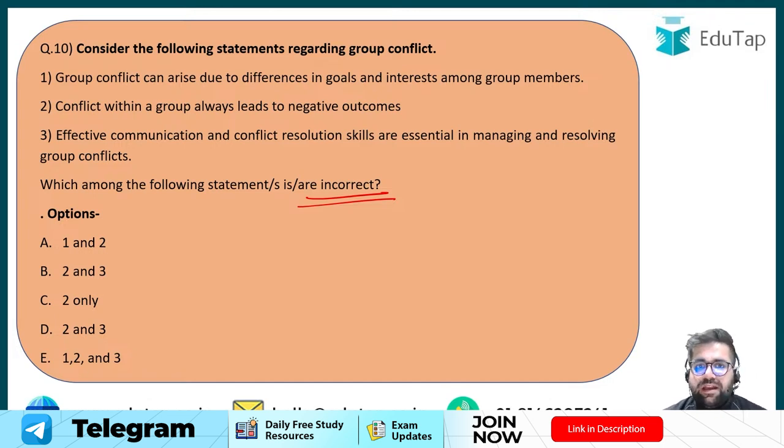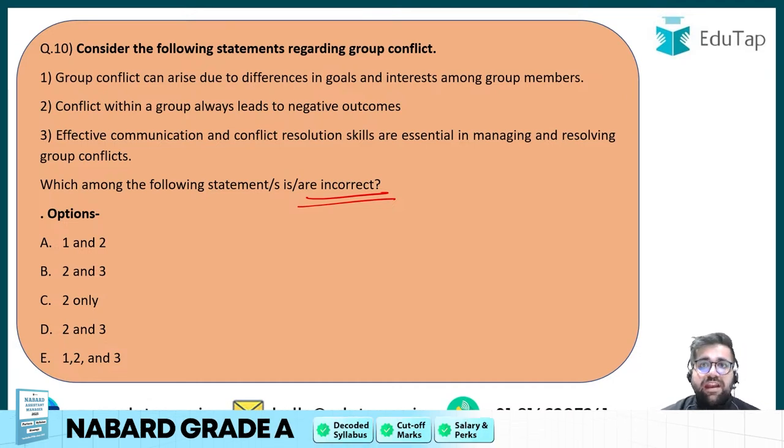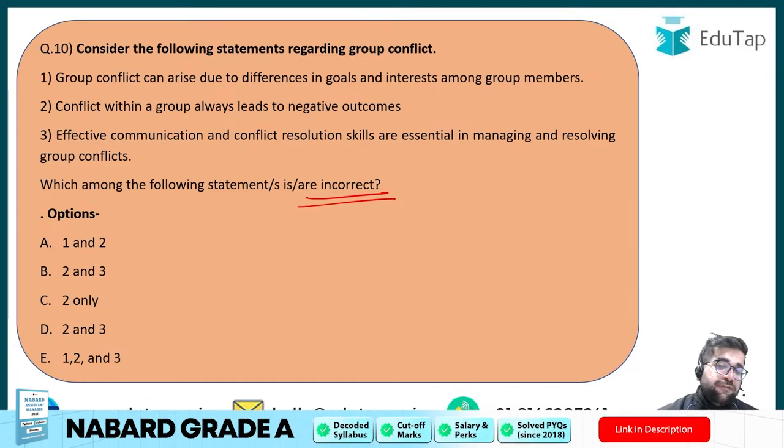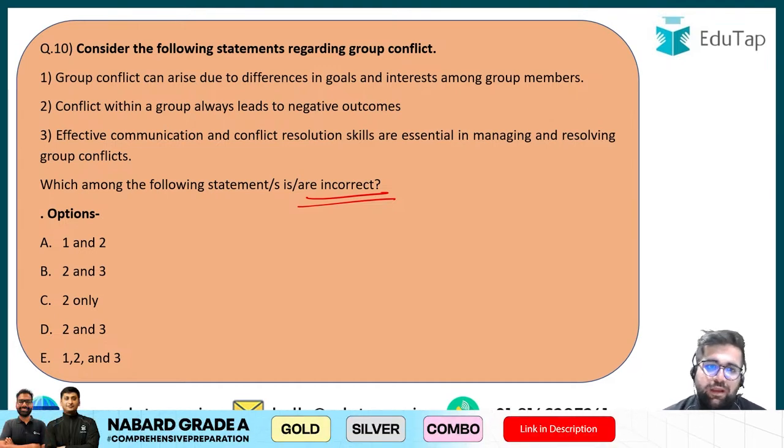Group conflict can arise due to difference in goals and interest among the group members. Definitely group conflict can arise because if people in the group are fighting with themselves or within themselves, definitely you will have group conflict. Okay.